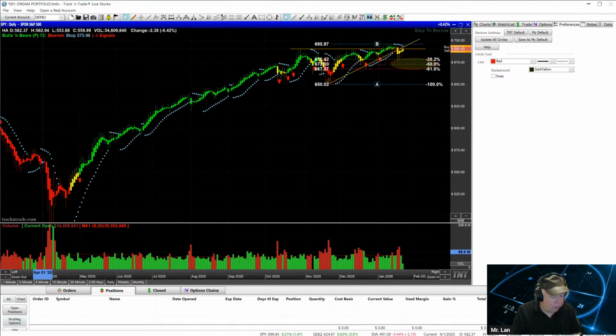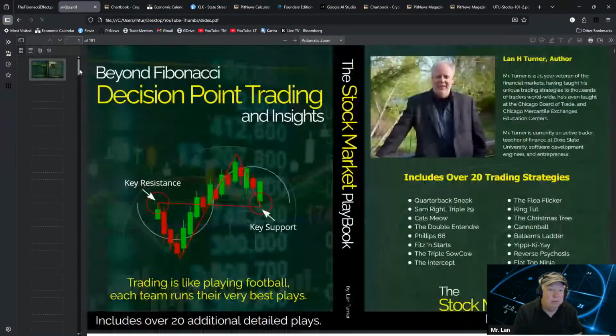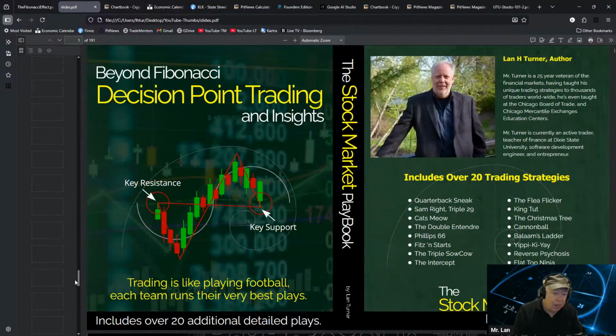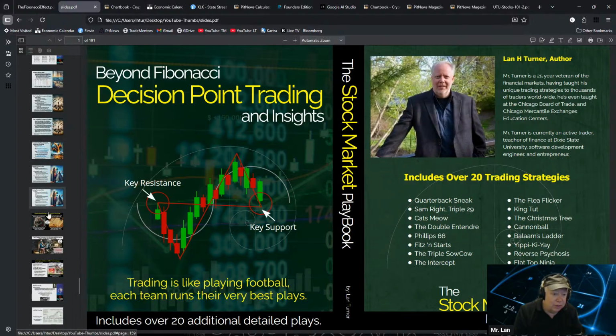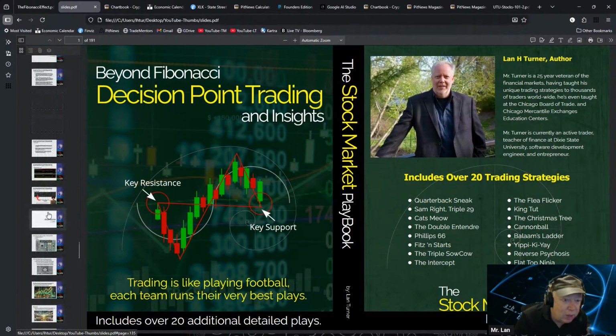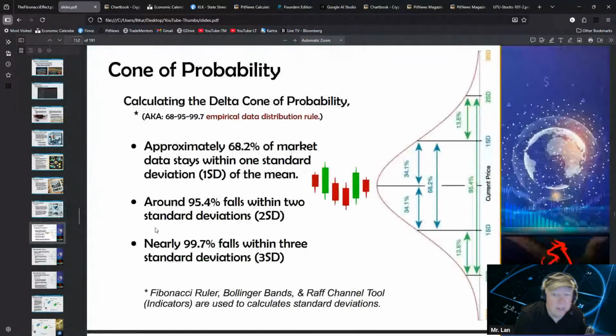And let's pull up, just for fun, we got to do this. We got to go look at our delta cone of probability, and I'm going to come over to our supplemental slides. And we're going to come down here. There we go. So the cone of probability is in our supplemental slides right here. So there's the delta cone of probability. Let's talk about this just for a second so you understand what's going on.